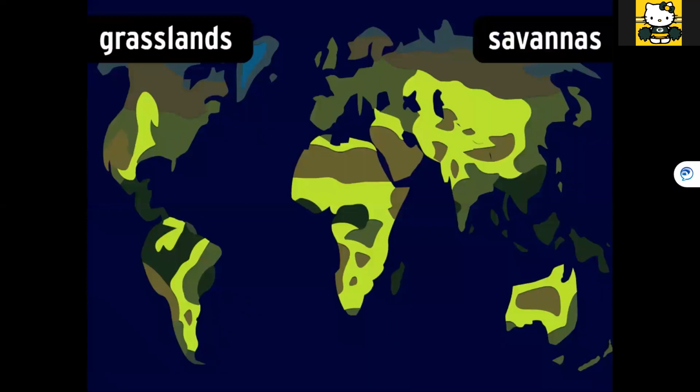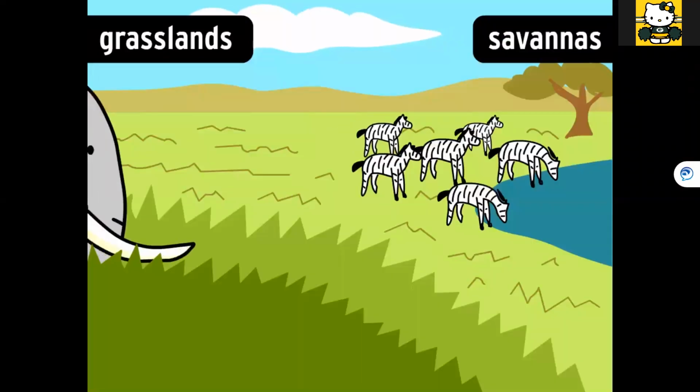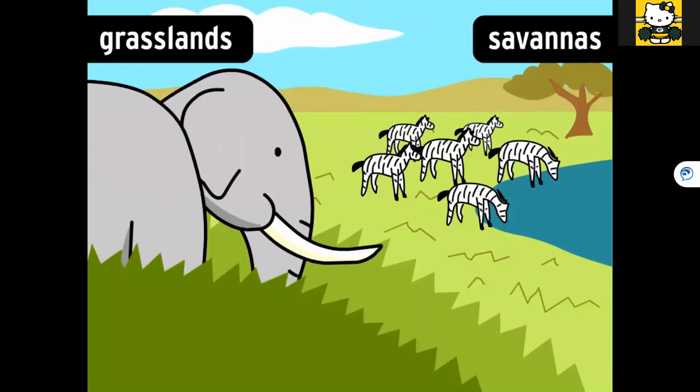Grasslands, or savannas, are found in areas like Central Africa. This biome is warm all year, but it has a rainy season and a dry season. It doesn't have many trees, and it has lots of, well, grassland, surprisingly enough.